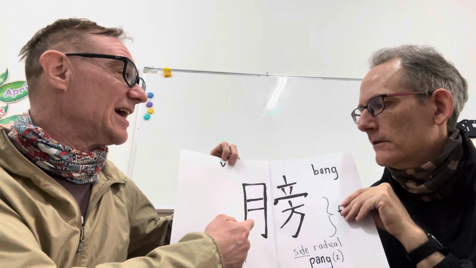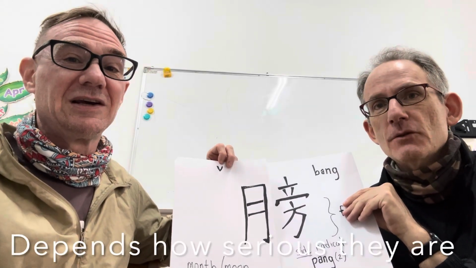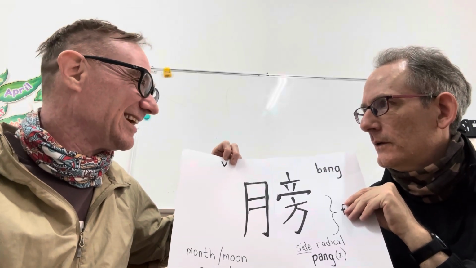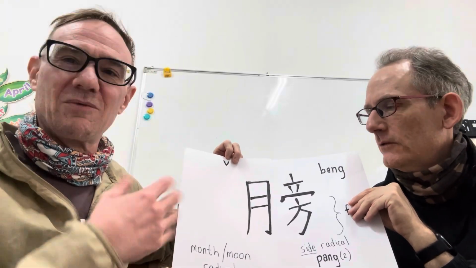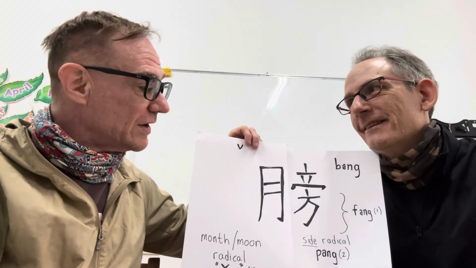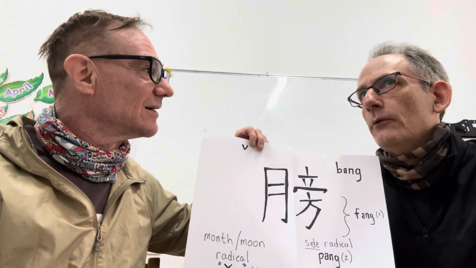It takes at least several months to get over a frozen shoulder, depending on how serious it is. Maybe that's how we can remember it, for shoulder. 50 years shoulder, right? We're both over 50. Bang. This is also the character for wing. Wings. You mean like for a bird? Yes.